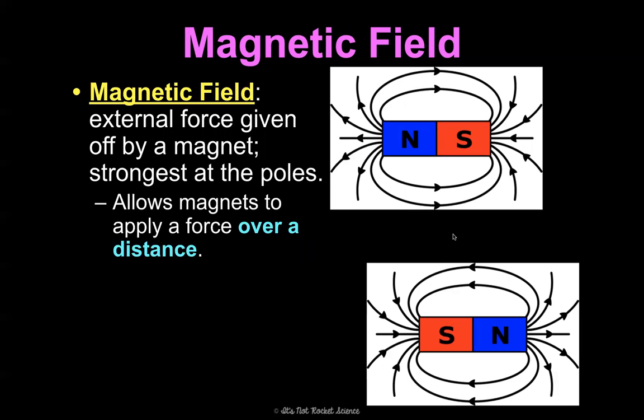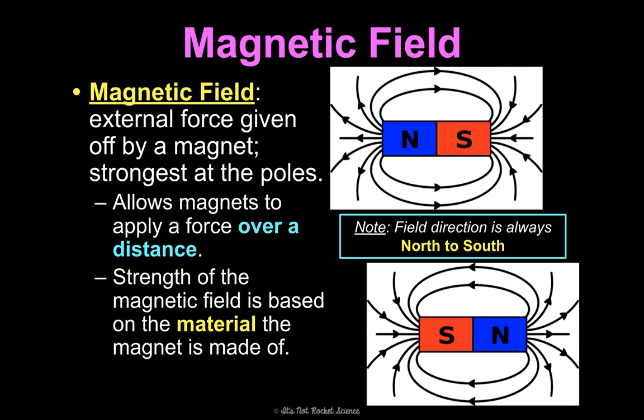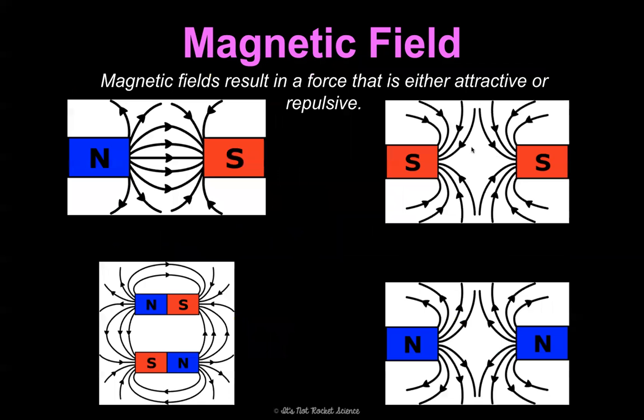This allows magnets to apply a force over a distance, meaning they don't have to be in contact. And the strength of the magnetic field is based on the material the magnet is made of. Some materials are just more magnetic than others. And so again, we're showing that the field direction is always from the north to the south. Magnetic fields result in a force that is either attractive or repulsive. It either pulls magnet poles together or it pushes them apart.